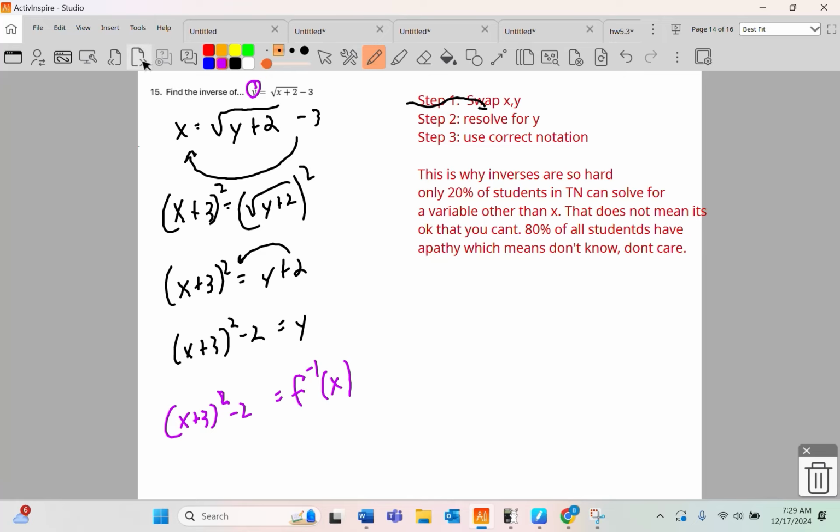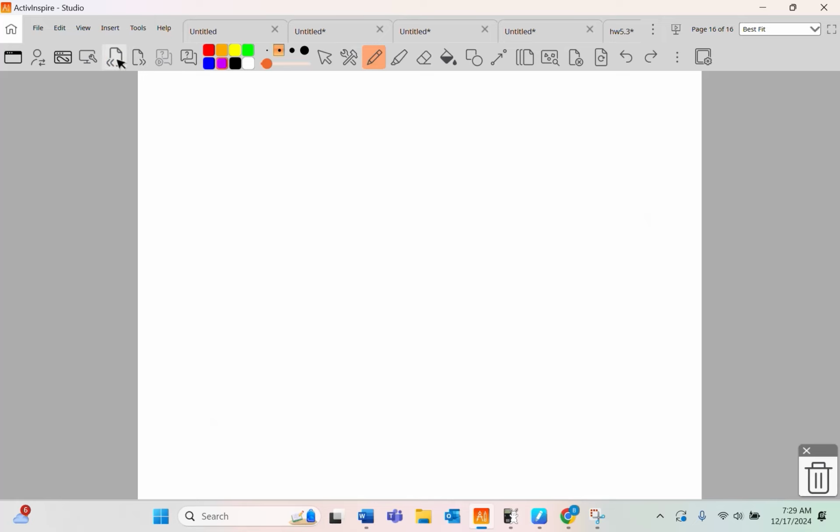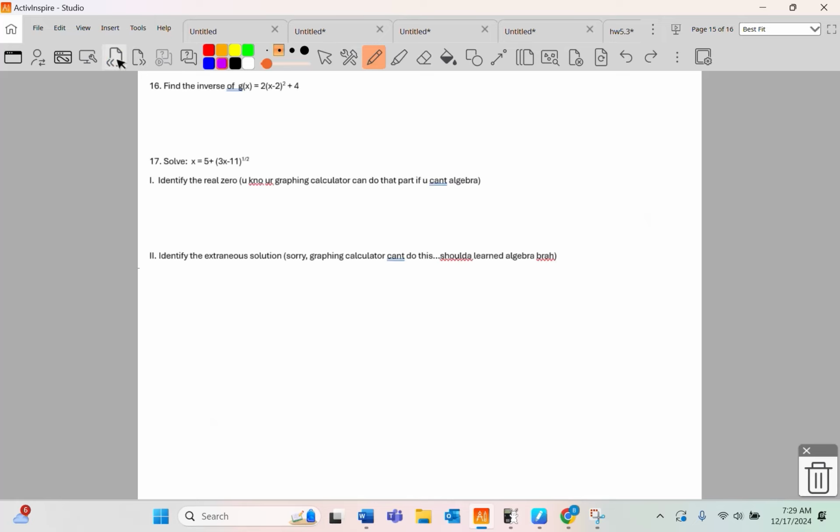And there you go. That's 15. I think there's only 2 left. Cool. Find the inverse of g of x. It's the same exact steps. Here we're literally going to get the g out, make it an x. We're going to do all the easy things first.